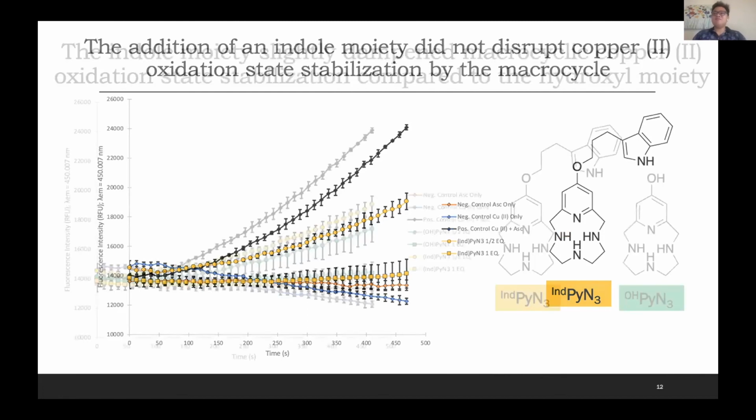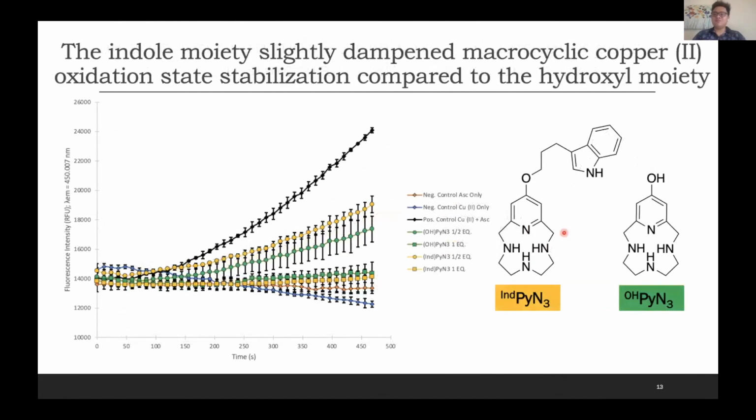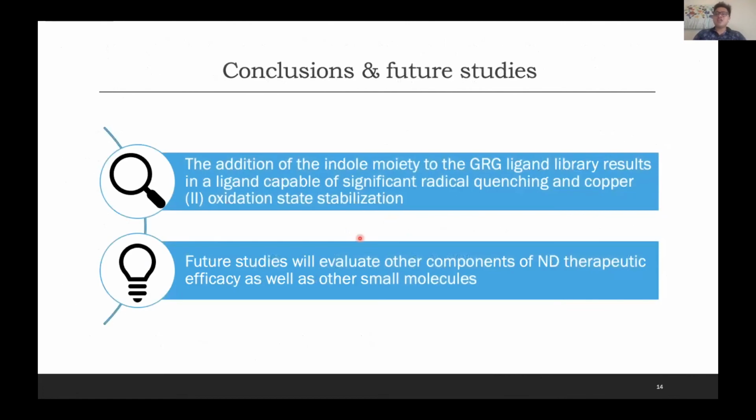We then also compared this to the OH-3 ligand. We see that at 1 equivalence, the two ligands are comparable to each other in terms of how much they decrease the fluorescence signal. At half equivalence, OH-3 is slightly more effective at stabilizing the copper-2 oxidation state, denoted by the greater decrease in fluorescence. So in conclusion, we know that the attachment of the indole moiety to the pyridinophane scaffold does not disrupt therapeutic efficacy, warranting the future study of the indole moiety and other ligands.